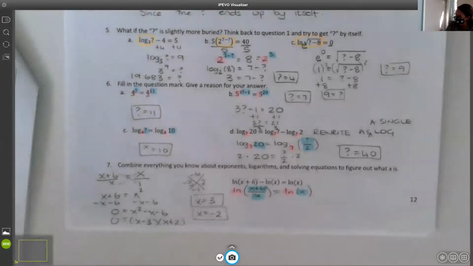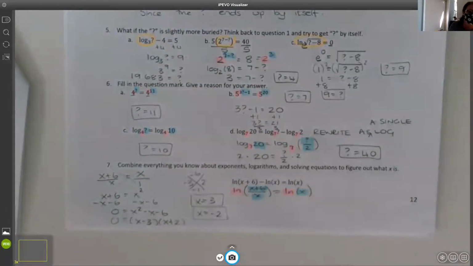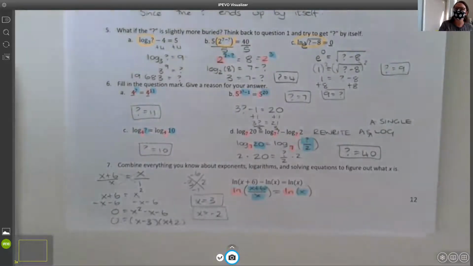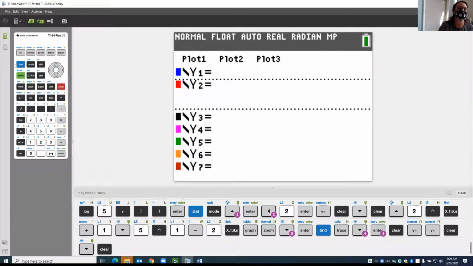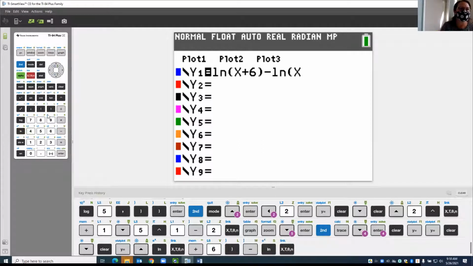So when we did this algebraically, we got x equals 3 and we got x equals -2. So let's take a look at how this would look graphically. Go to your y equals, clear out anything that's already there. And then go to y1, and we're going to enter in the left-hand side of this equation into y1. So you're going to do natural log of x plus 6, and then minus natural log of x.